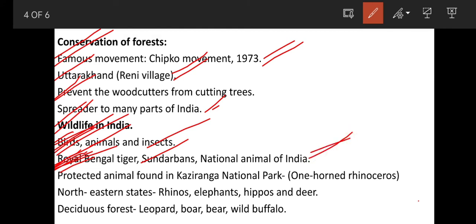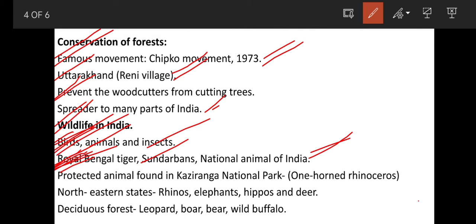India. So where do we find the Royal Bengal tiger? In Sundarban Delta. What do you mean by delta? Delta means it forms a triangular shape. When the river Ganga and the Brahmaputra meet each other before flowing into the Bay of Bengal, they form a large delta that is known as Sundarban Delta. So, in Sundarban Delta, the Royal Bengal tiger is found, and it is the national animal of India.